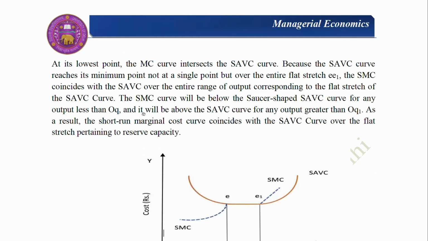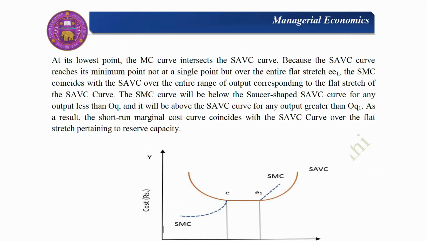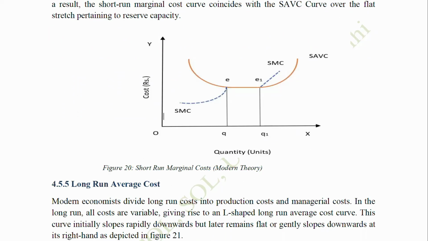The short-run marginal cost curve will be below the saucer-shaped short-run average variable cost curve for any output less than OQ, and it will be above the short-run average variable cost curve for any output greater than OQ1. As a result, the short-run marginal cost curve coincides with the short-run average variable cost curve over the flat stretch pertaining to reserve capacity. Figure 20 depicts the short-run marginal cost as per the modern theory.